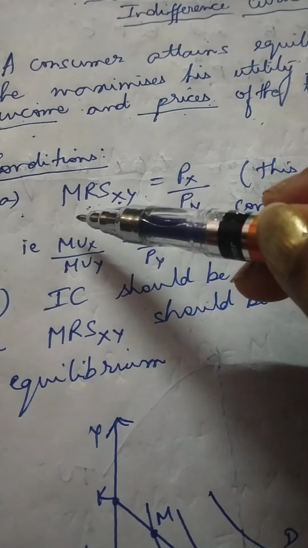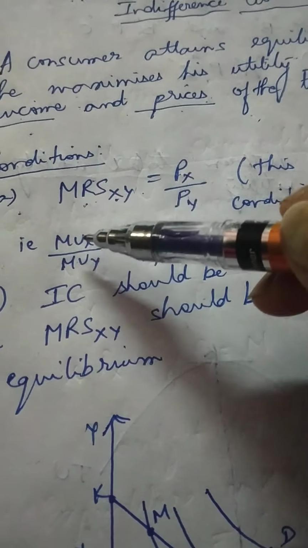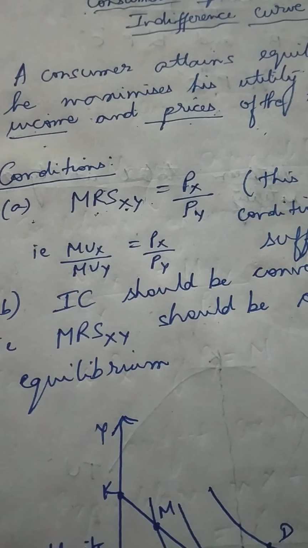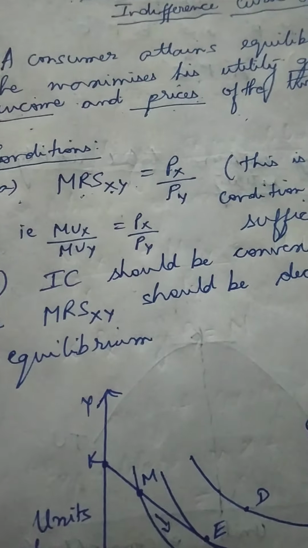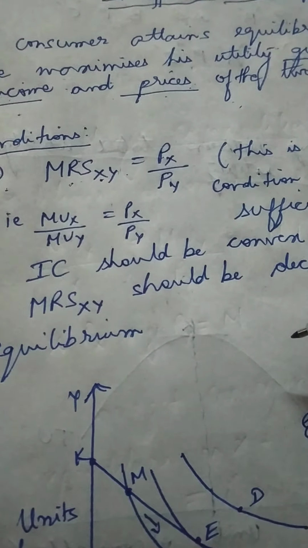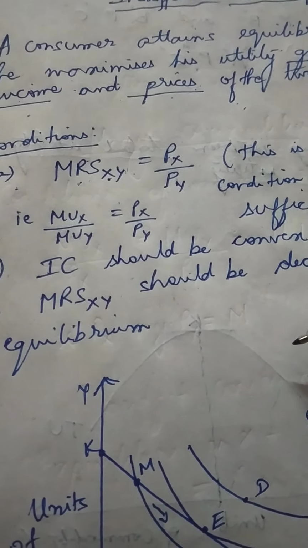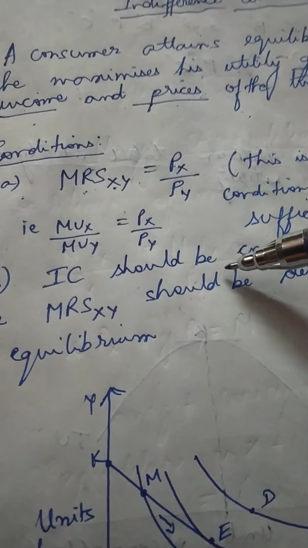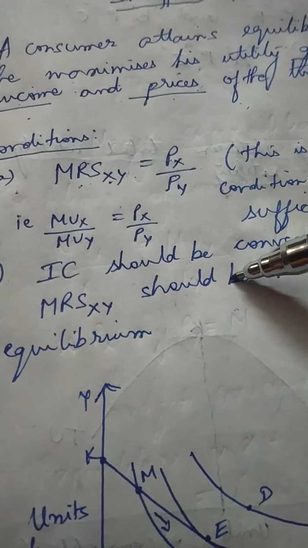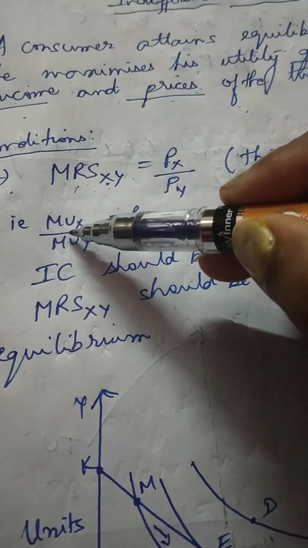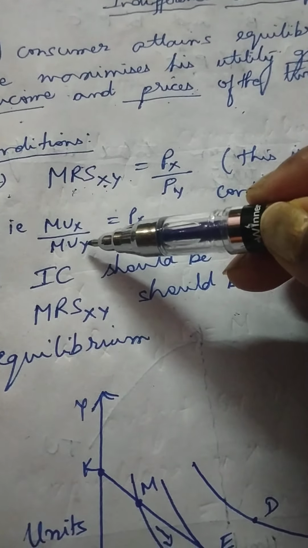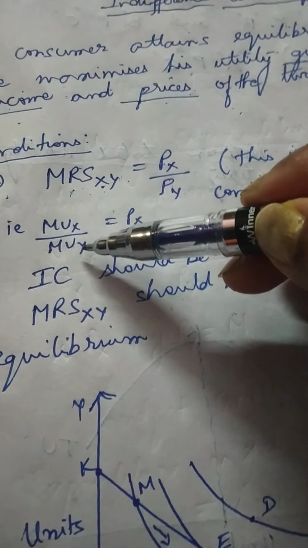Also remember, MRS XY is equal to MUX by MUY. Now how is this so? For this, if you want to know in detail, you can go through Banerjee Majumdar's book. The exact derivation is not needed in your syllabus, so I am not explaining. But you please know that MRS XY is equal to MUX by MUY.